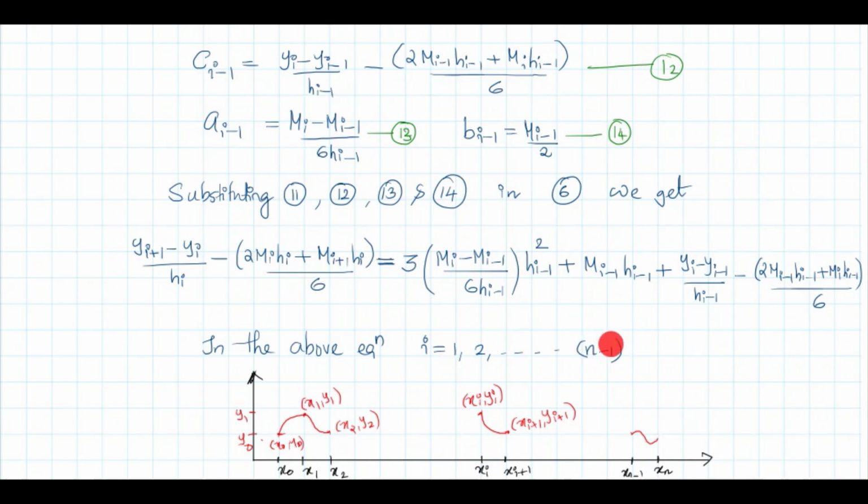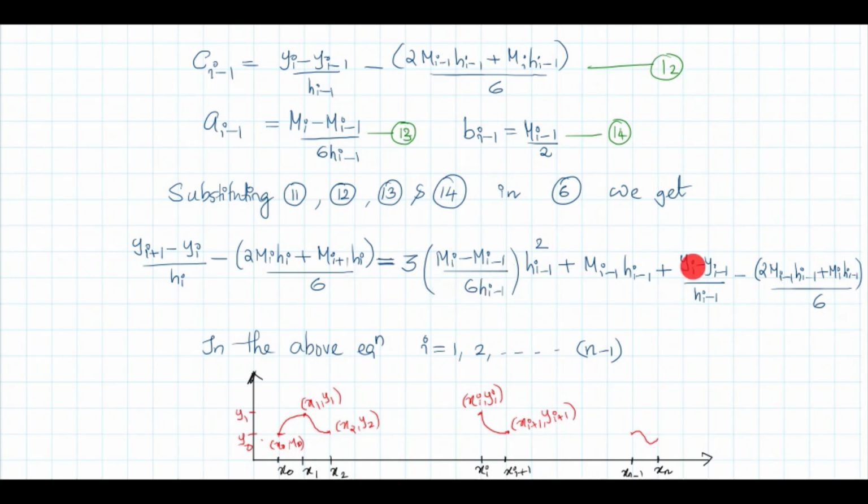Why is it n minus 1? Because there is a term m_{i+1}. When i equals n minus 1, you will get m_n. If you take i as n, this becomes m_{n+1}, and that is also not defined. So this is the expression.